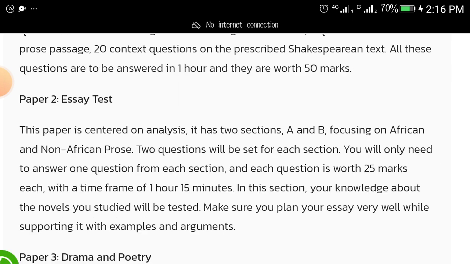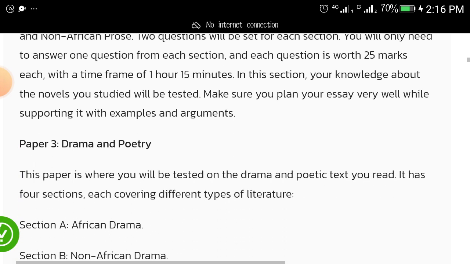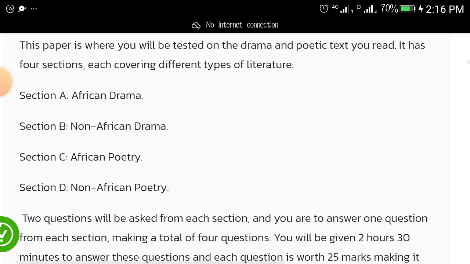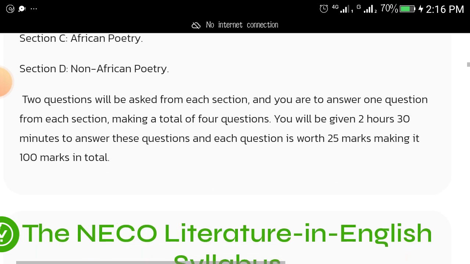Then we have essay. There will be essay tests, which will have A and B, we'll get into that. A will be African, and there will be non-African too. Then there will be paper 3, which will be drama and poetry. So section A of that will be African drama. Section B will be non-African drama. Section C will be African poetry. Section D will be non-African poetry.